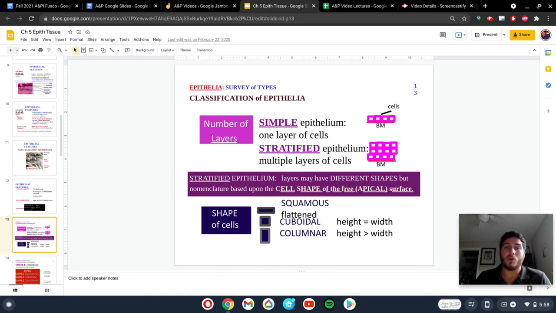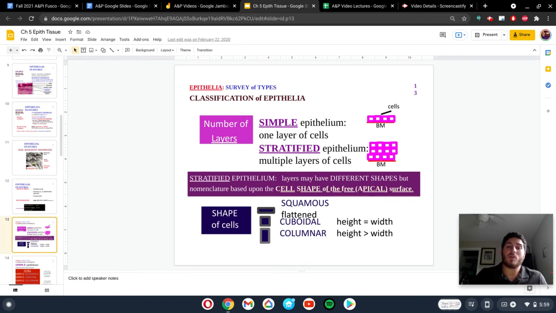Okay, so when we're looking at layers, we can either have a single layer, as you can see with this incredible illustration. If it's just one layer, we call that simple. So this is simple epithelium. So it's just one layer of a tissue. If there are multiple layers, we call it stratified. All right, think of it like strata of the earth, right? Different layers of the earth, right? Same thing here. So we have different stratified layers of cells.